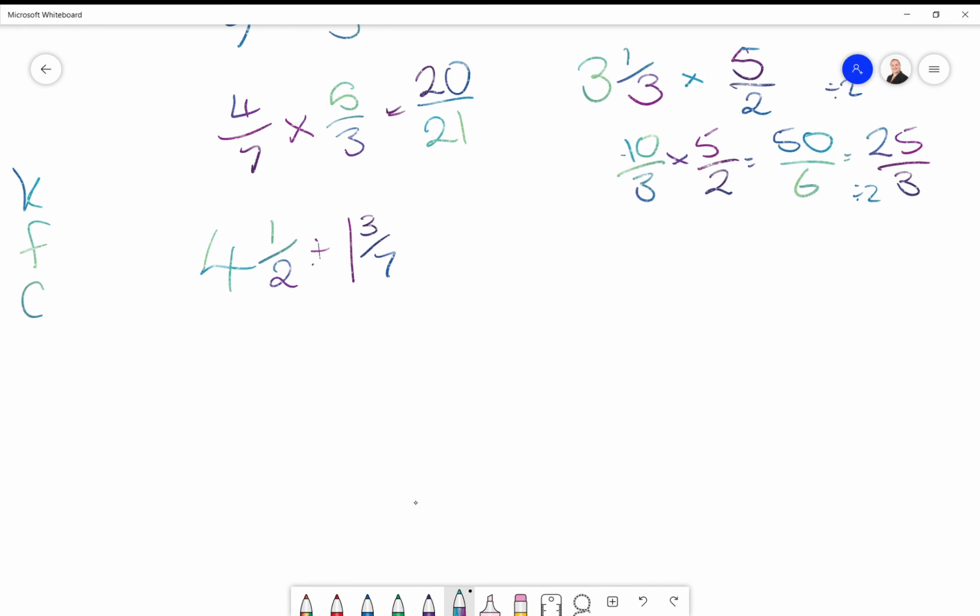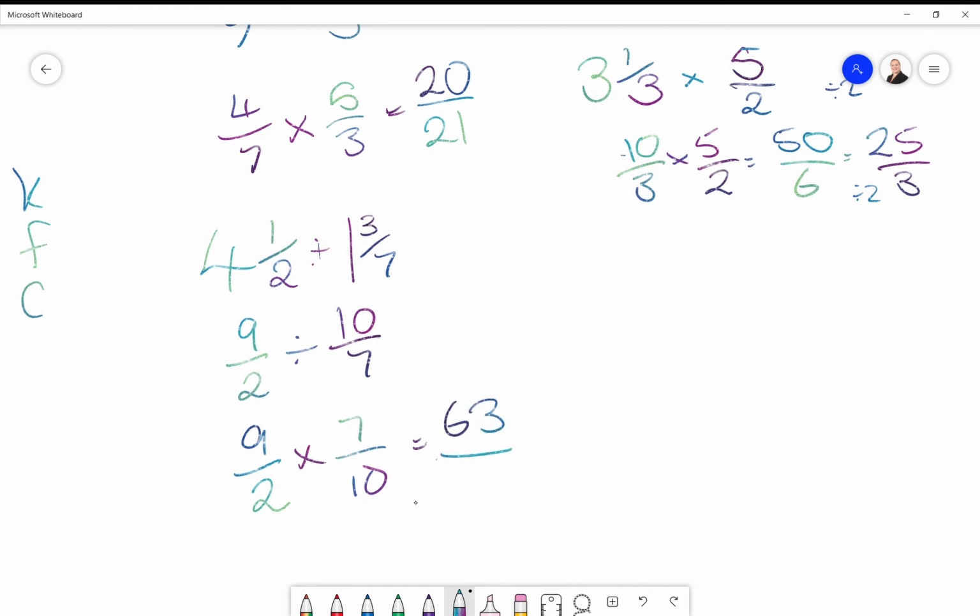So 4 times 2 is 8, plus 1 is 9, so that's 9/2. Divided by 1 times 7 is 7, plus the 3 is 10. 10/7. So now I can keep flip change. So keep, flip, change. Now I can times. 9 times 7 is what? 63. 2 times 10, 20. Again, then you can cancel it. You can't cancel it down, but you can turn it into a mixed number.